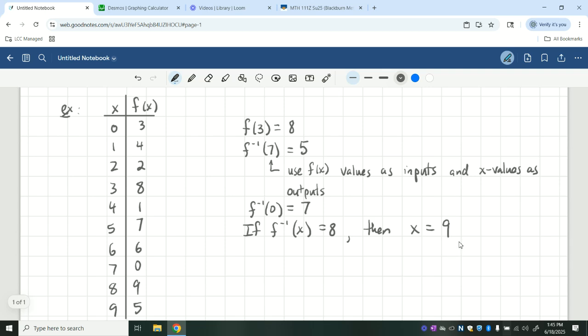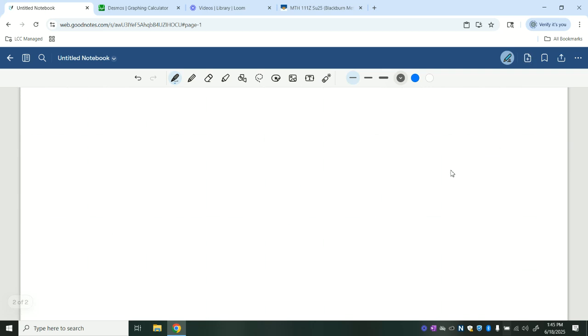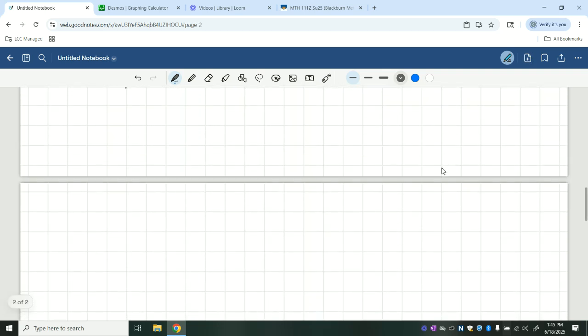Okay, so that was fun with tables of values. So you'll have a couple of those on My Open Math. Let's do another example. Here we go. I gotta get us a fresh page of notes. And we'll do another example.